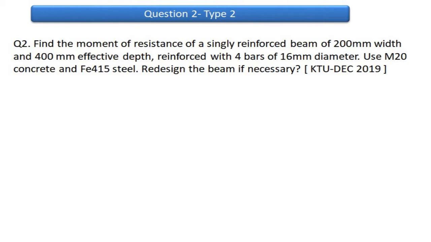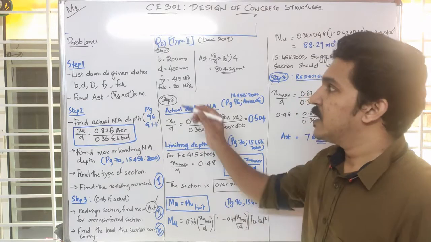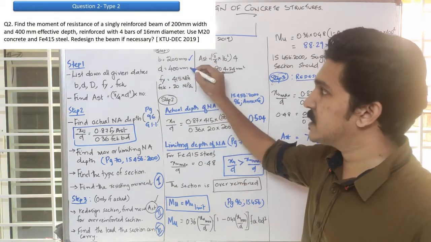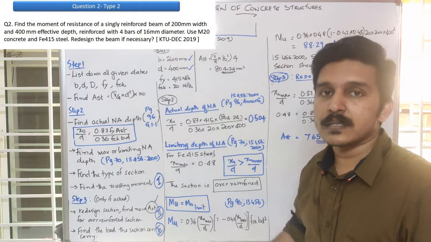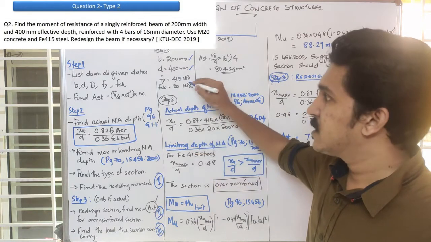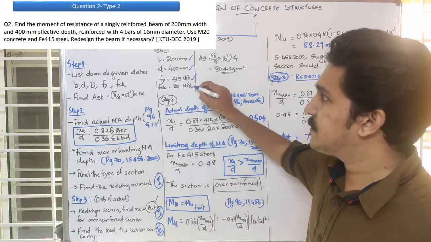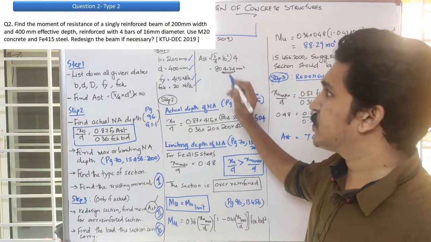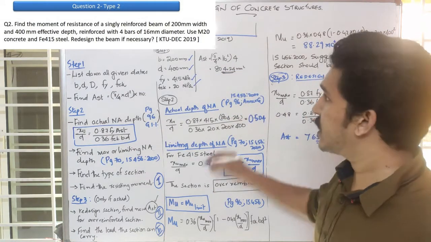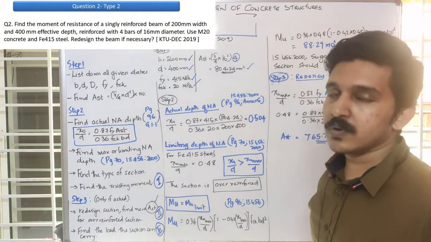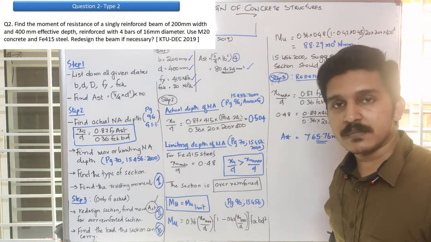and also redesign if necessary. In this question, as step 1, we'll write down all the required details. The breadth is given, and the effective depth is specified as 400 mm. We don't have the overall depth here, so I'm not drawing the figure. Fy is given as 415 and fck is 20 MPa, and Ast we can find out as pi by 4 into d square. The diameter is 16 mm, 4 bars are given, so we multiply by 4 and get 804.24 mm square.